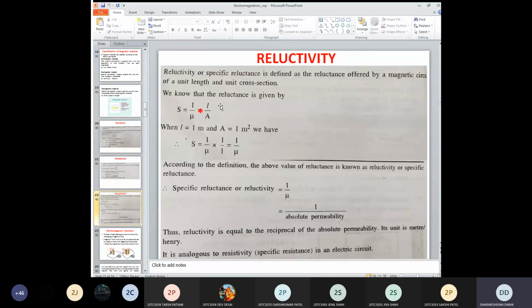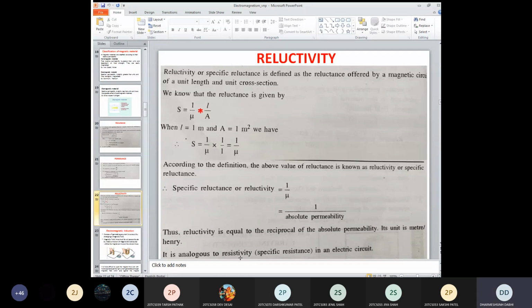So per unit length and unit cross-sectional area, the reluctance offered by the magnetic circuit is called the reluctivity. If you put L and A equal to 1 in the equation of reluctance, S becomes 1 upon mu. According to the definition, this value of reluctance is known as the reluctivity of this material, or the specific reluctance. So the specific reluctance or reluctivity is nothing but the reciprocal of absolute permeability, or 1 upon mu.